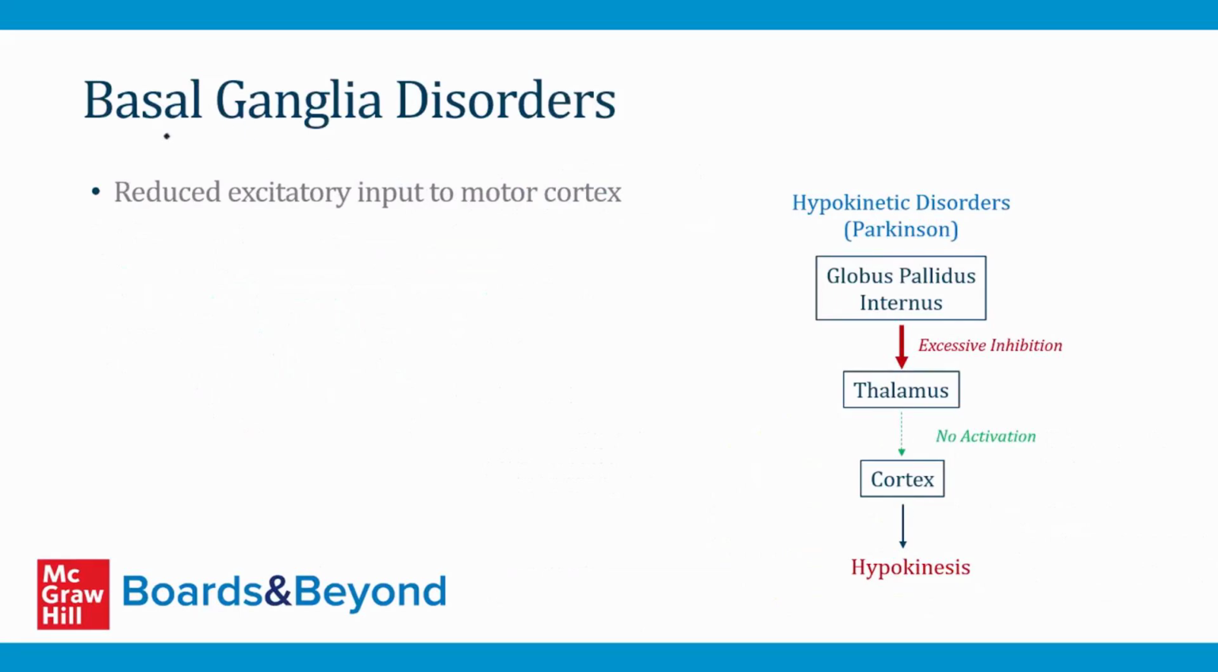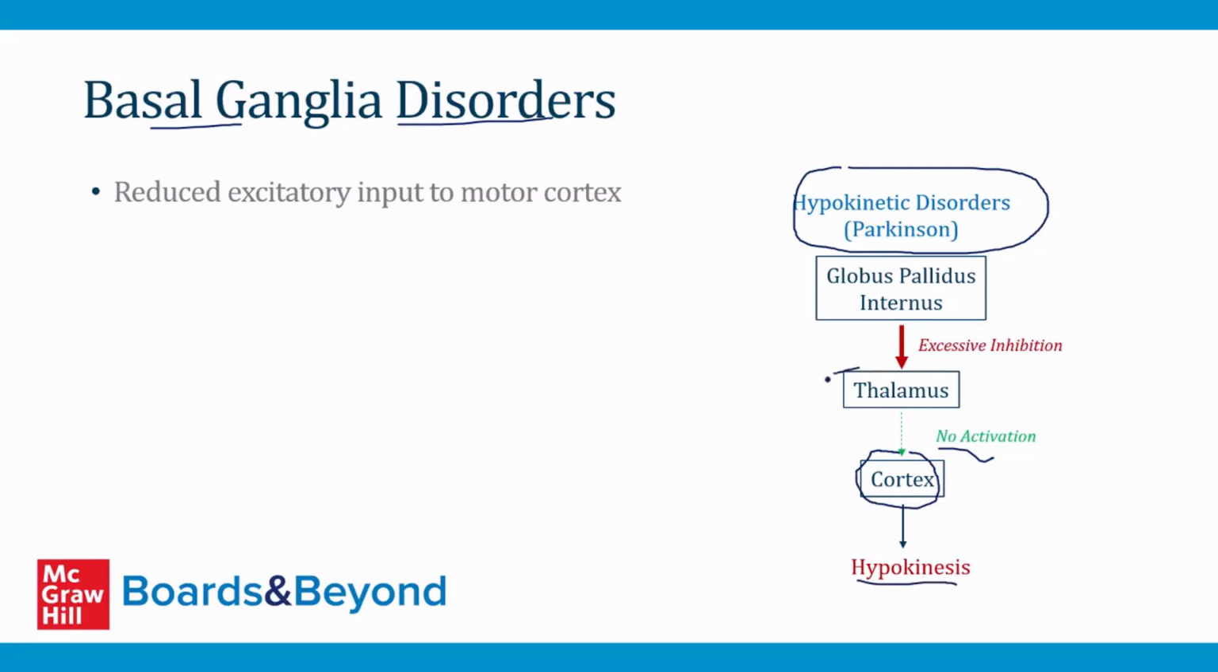So in the video on the basal ganglia, I talk about various disorders related to the basal ganglia. And in that video, I mentioned that Parkinson's disease is the classic example of a hypokinetic disorder. The reason there is hypokinesia or decreased movement in Parkinson's disease is because the thalamus is not activating the motor cortex like it should. And as a result, you don't get motor movement. In other words, you get hypokinesis.